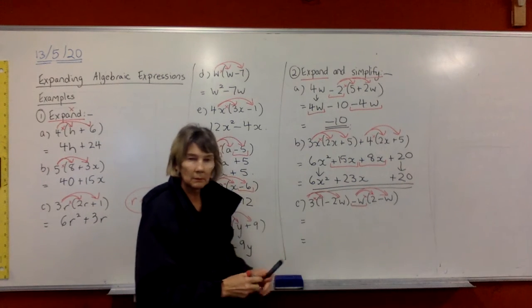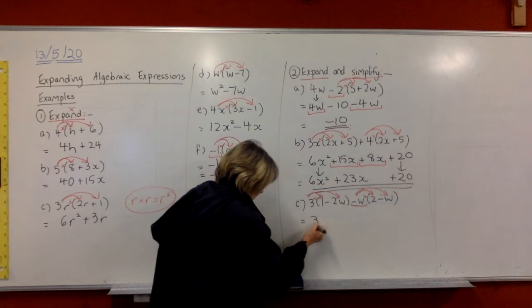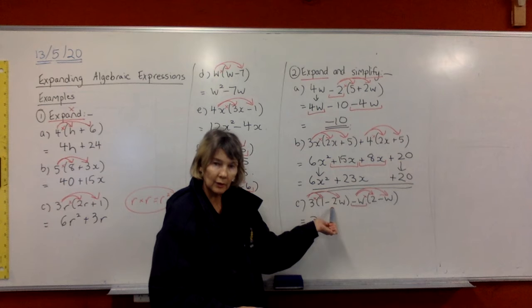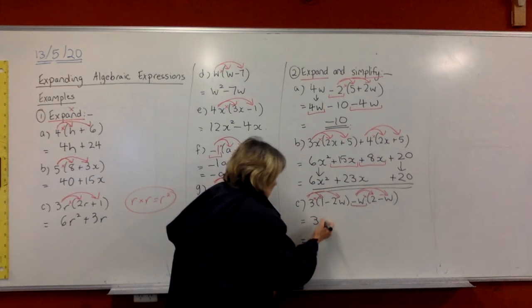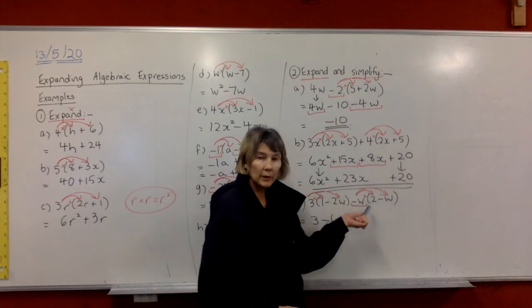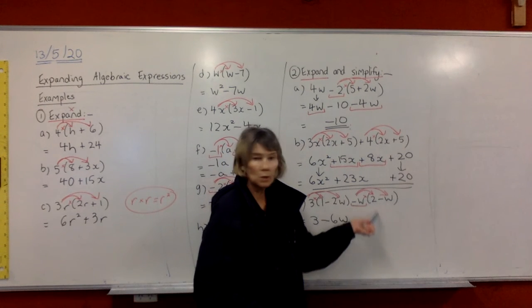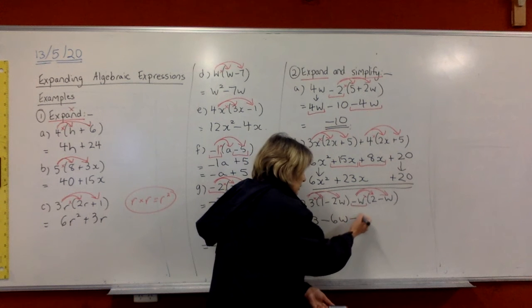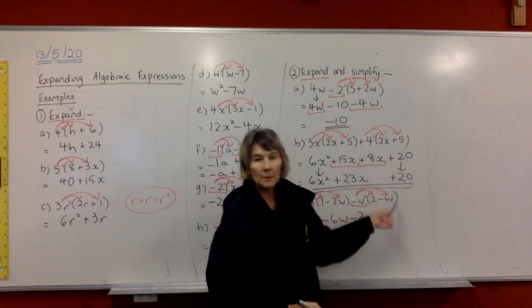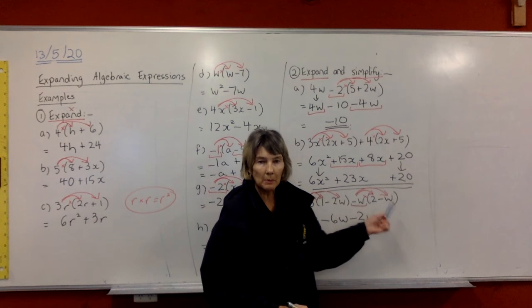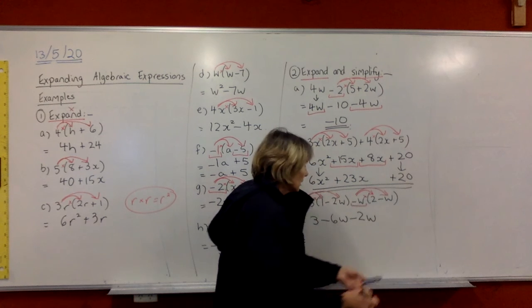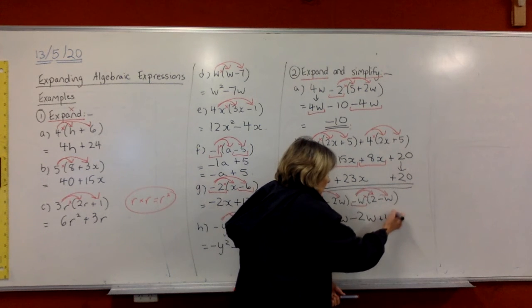3 times 1 is 3. 3 times minus 2w, use your calculator for the 3 times minus 2. That gives you minus 6, and then put the w on. Now we're over here. Minus w times 2, sign first, number, letter. Then minus w times minus w, this is where the errors will be made. Minus w times minus w is positive w squared.